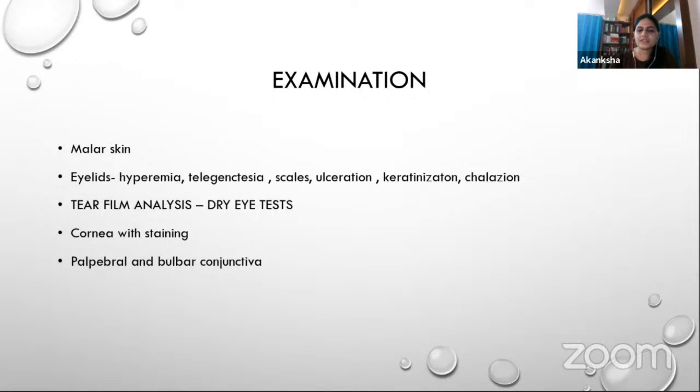Always remember to look at the cornea, stain it with fluorescein, look for any marginal infiltrates, look for any epithelial defects, and also look at the palpebral and bulbar conjunctiva for any signs of giant papillary conjunctivitis, as well as look for any cicatricial changes.